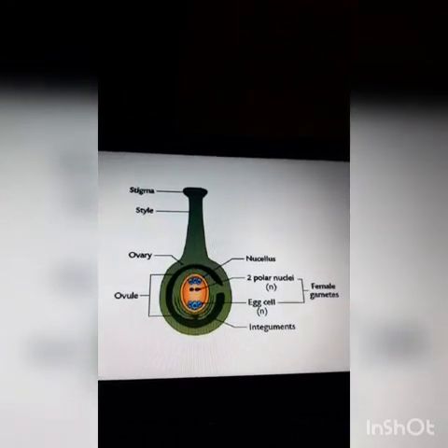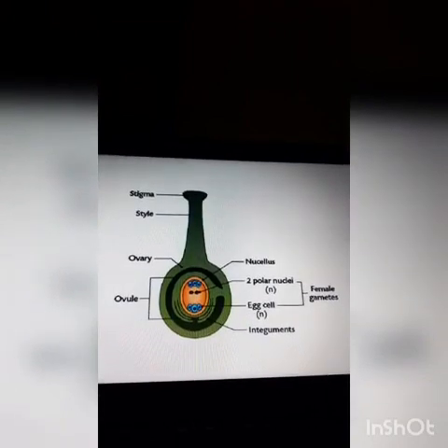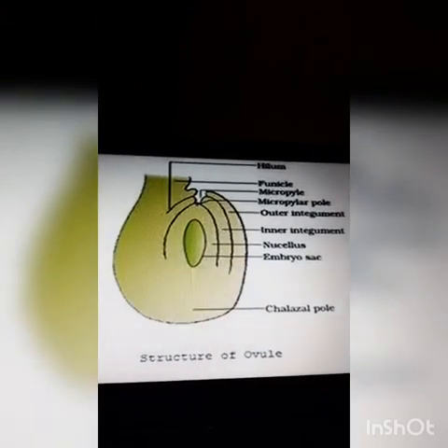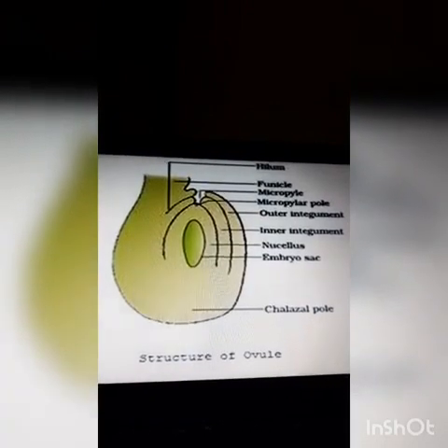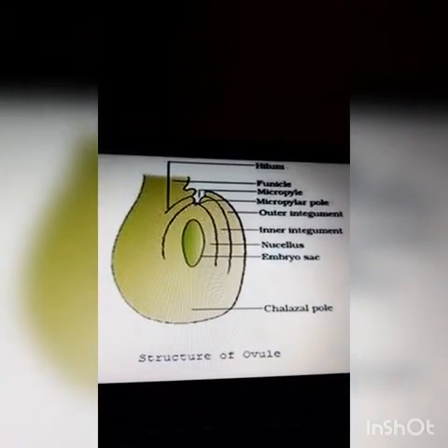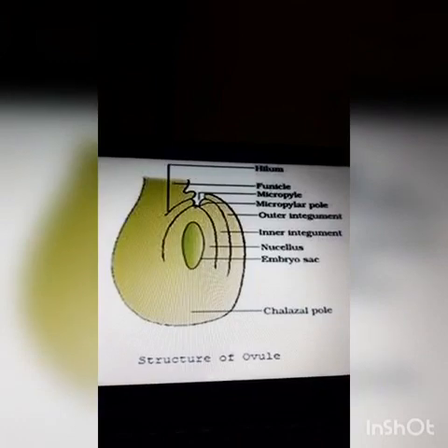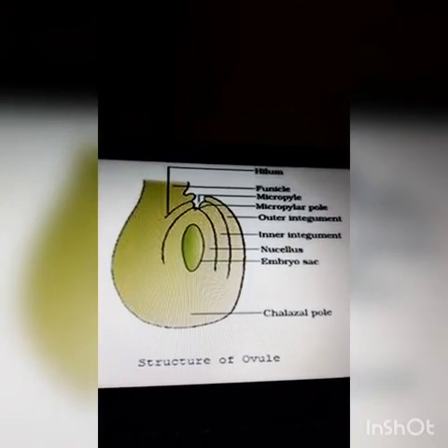Clear? And one more question was asked: draw an anatropous ovule. You know what is anatropous? Anatropous means inverted ovule. So you have to draw a diagram with the micropyle bent down to the funicle, to which the body of the ovule is united. Clear?